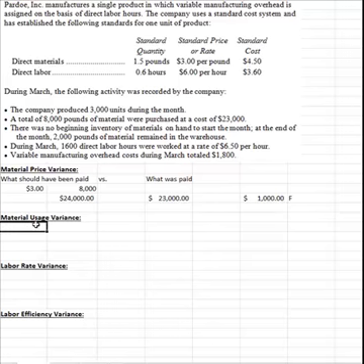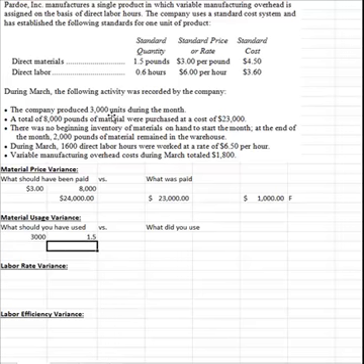All right, let's do the material usage variance. We need to examine what you should have used given how much you made, and what did you use? Let's see, what should you have used? You should have used 1.5 pounds for each unit you made. How many did we make? 3,000 units. So for 3,000 units, I should have used 1.5 pounds. Let's multiply that out. So we should have used 4,500 pounds.